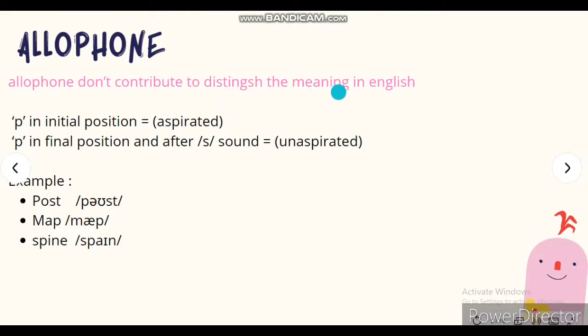But because allophones don't contribute to distinguishing meaning, p aspirated or p unaspirated doesn't give a new word, and they are not two different phonemes in English. Let's take an example. P in initial position is pronounced like in pause, with a puff of air, while p in final position like in map, or after s like in spine, is an unaspirated sound.